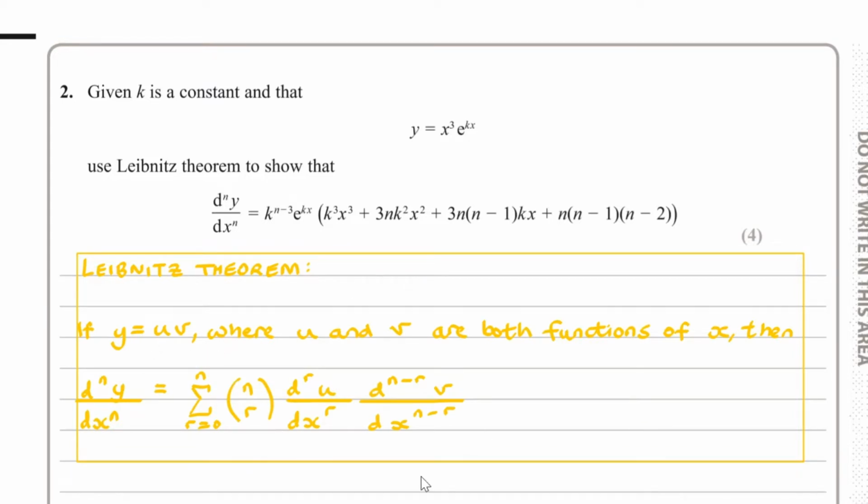So here we have stated the actual theorem. If y is equal to uv, where u and v are both functions of x, then d^n y over dx^n is equal to the sum of n choose r, d^r u over dx^r multiplied by d^(n-r) v over dx^(n-r), from r equals 0 to r equals n. In other words, as one decreases, the other increases. Okay, and then we have the coefficients of the binomial expansion.